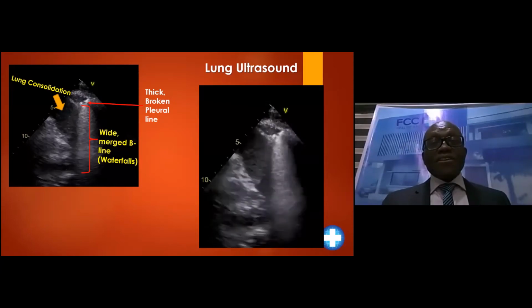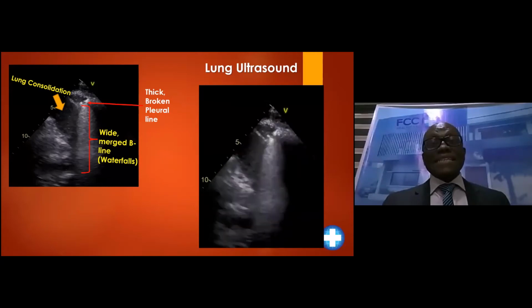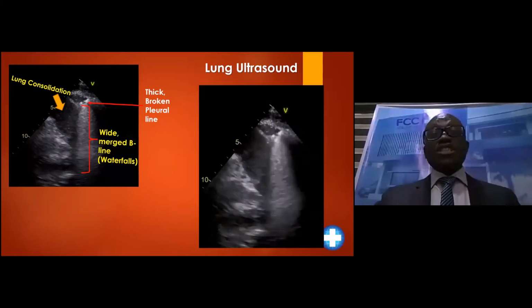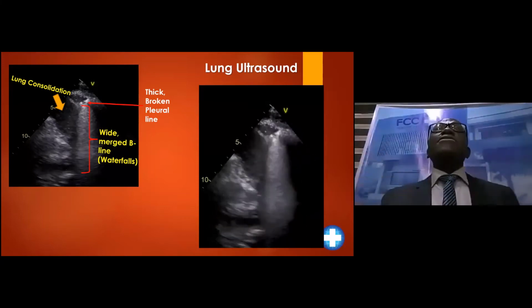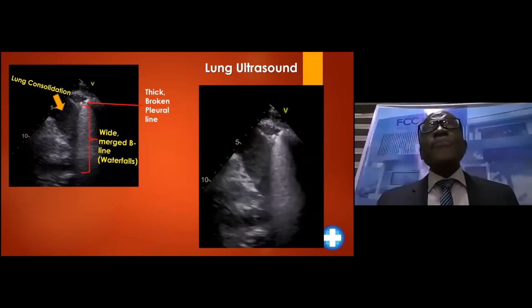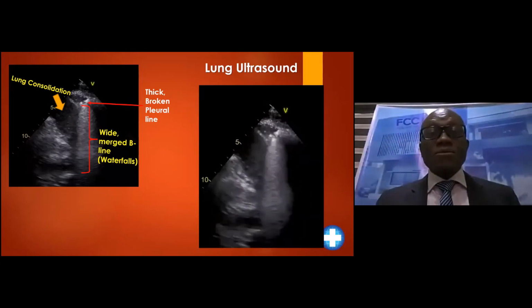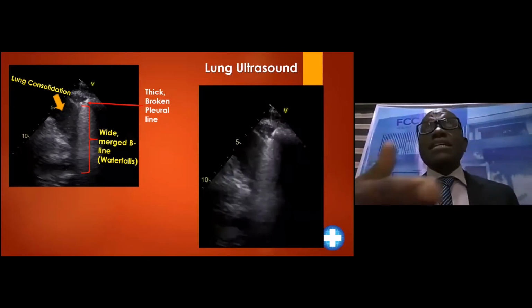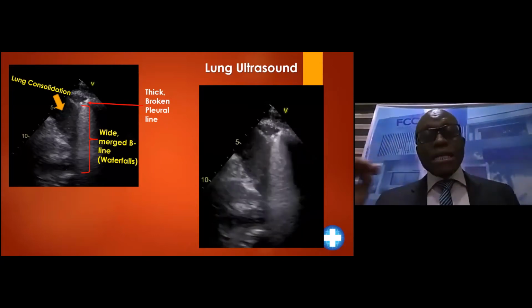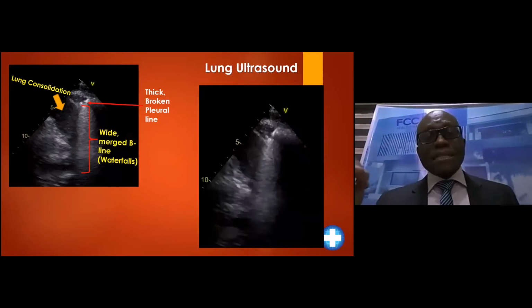This area of the pleura is no longer moving, so the sliding is absent. And you can see this dark area is actually consolidated lung tissue. So we can see consolidation, we can see early signs of pneumonia where the pleura are just thickened and inflamed and damaged.